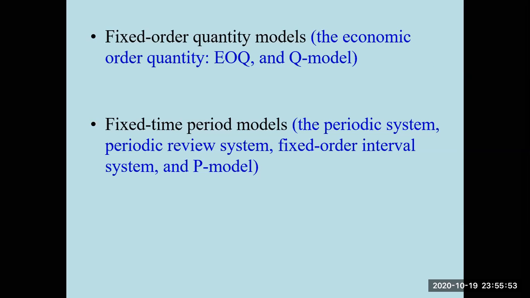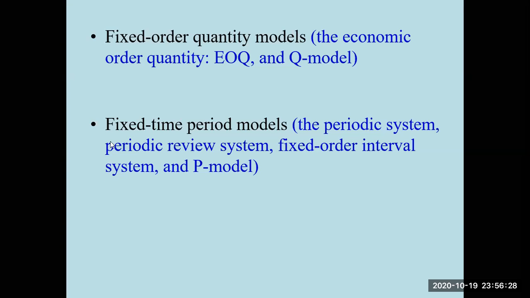There are two types of multi-period inventory system. The first one is the fixed order quantity model. Decide the order quantity and then order that amount again and again. The other name of this model is the economic order quantity model, EOQ model. Because we decide the order quantity, this is the Q model.